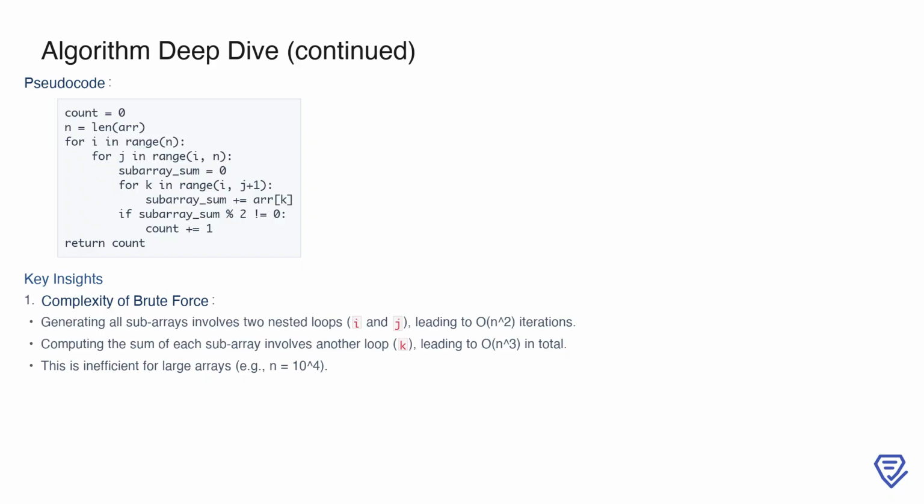However, this comes at a significant computational cost. Generating all subarrays involves 2 loops, resulting in O(n²) iterations, and for each subarray, computing its sum adds another loop, giving a total time complexity of O(n³). This inefficiency becomes apparent when dealing with larger input sizes, say n equals 10,000, as it would lead to impractically high runtimes. Clearly, we need a more efficient approach.